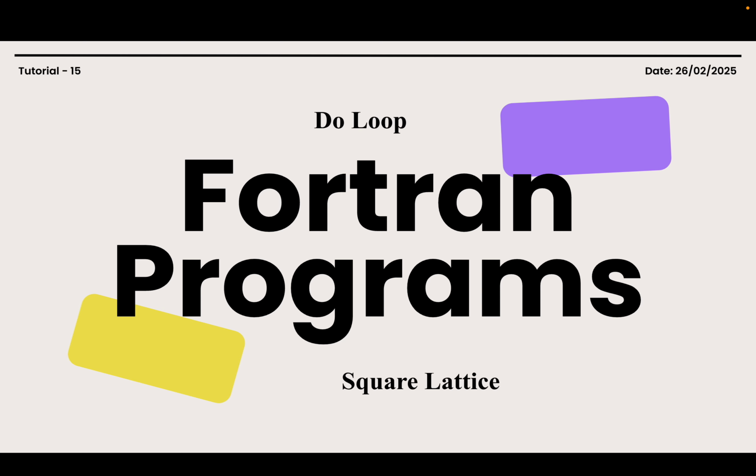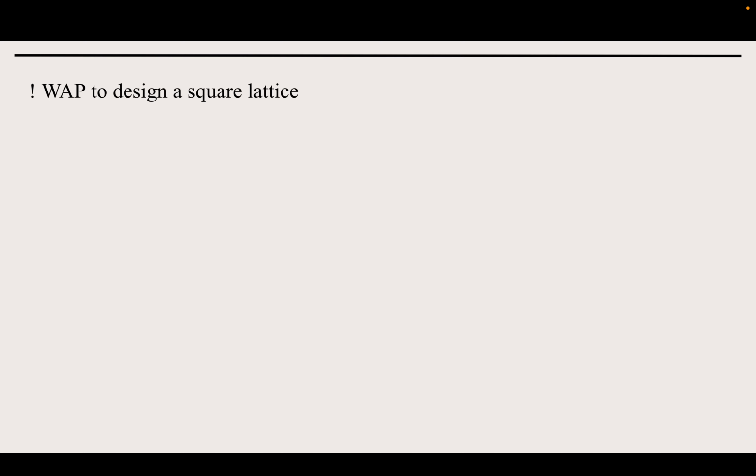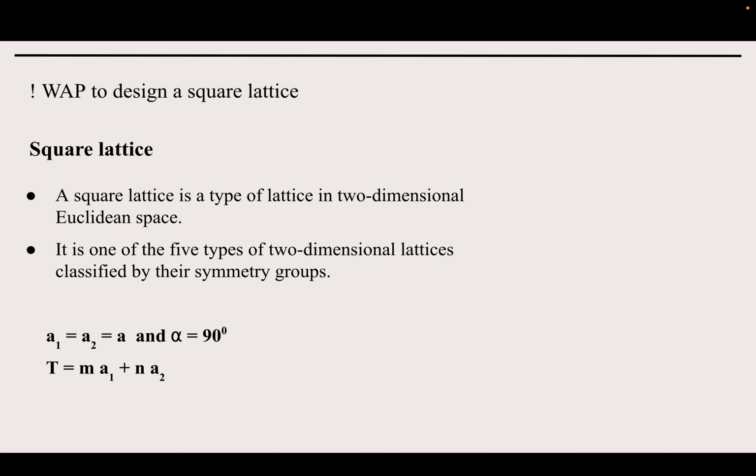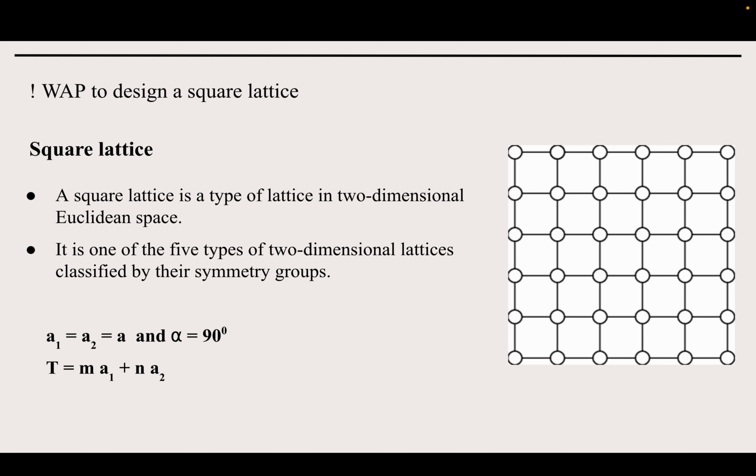So in today's session of Fortran programs, we will use our do loop to design a square lattice. Let's go. Before going to design our square lattice using Fortran code, we will first see what a square lattice is. This is nothing but a two-dimensional Euclidean lattice type, which is in a two-dimensional Euclidean space. And this is one of the two-dimensional Bravais lattices. As we know, there are 5 types of Bravais lattices in two dimensions. This is one of them.